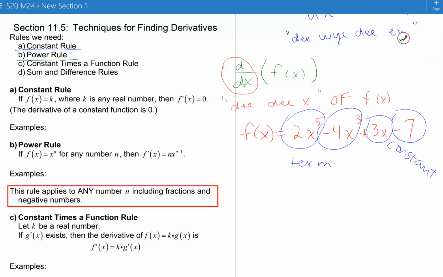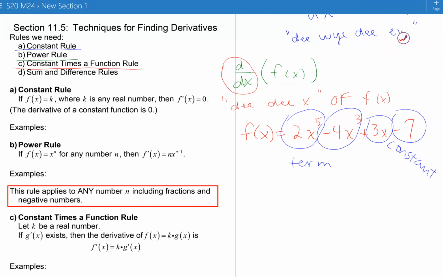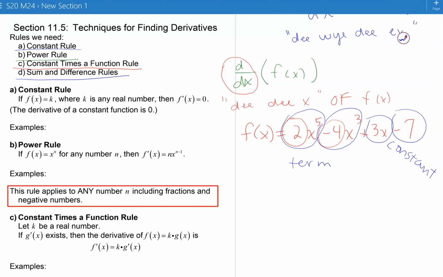So you see the power function x to the fifth and the power function x cubed. Then the next rule we need is the constant times a function, because we have this 2 multiplying the x to the fifth and this -4 multiplying the x cubed. Those are constant multiples. They're constants multiplying the x part of the term. And then the last part we're going to look at is this is a long sum. It's 4 things added together. So we're going to start with the constant rule.